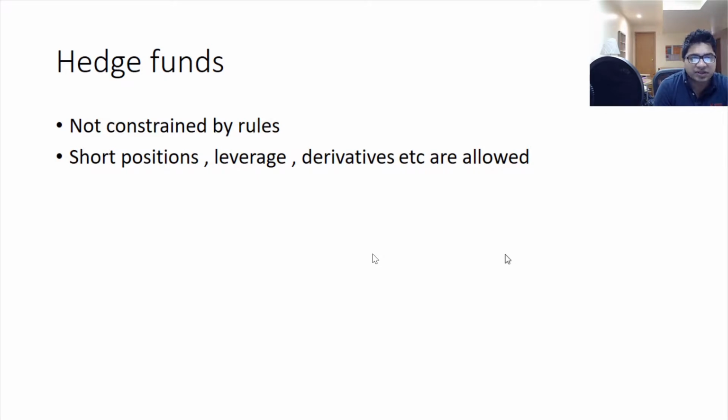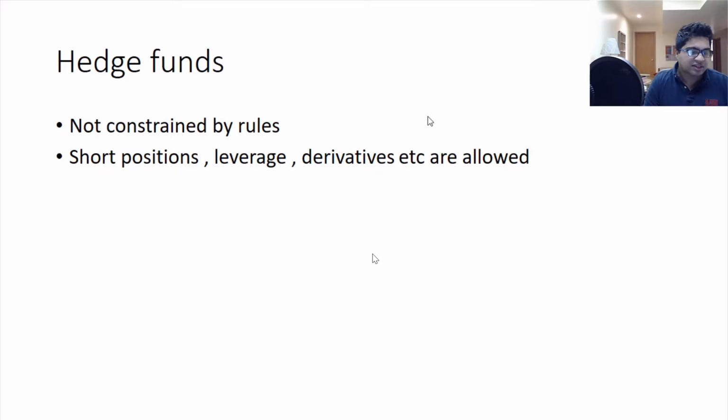Next is hedge funds. The only thing you have to remember is hedge funds are similar to mutual funds. There is a pool of money, there is a fund manager, and the fund manager makes investment decisions. But the important thing is they are not constrained by rules. They have very few regulations. For example, mutual funds have a lot of investment restrictions. A mutual fund cannot buy more than 10% of a stock in a company. So it cannot have concentrated positions. It cannot buy more than 10% voting rights.